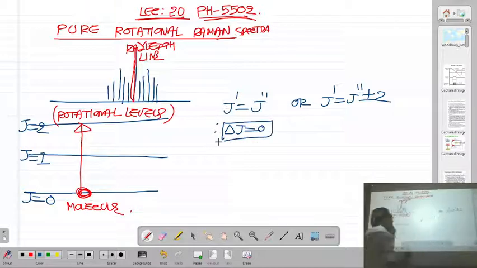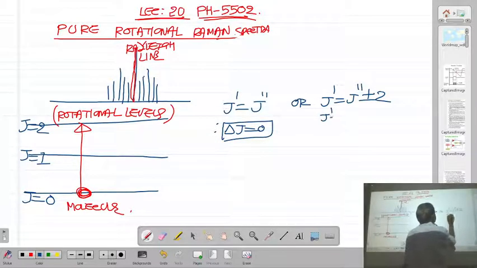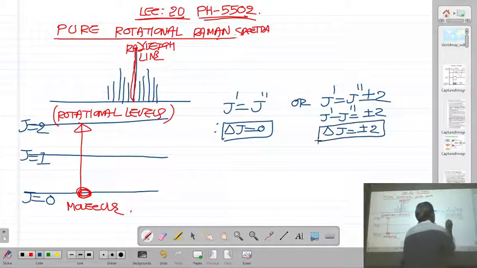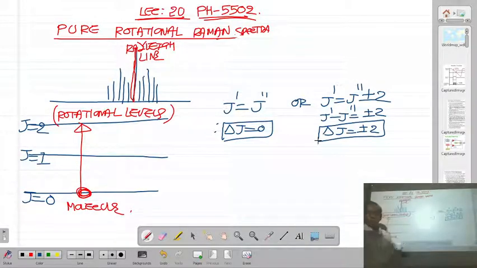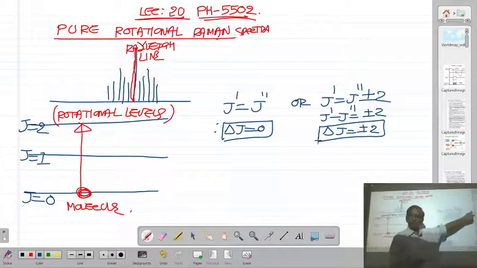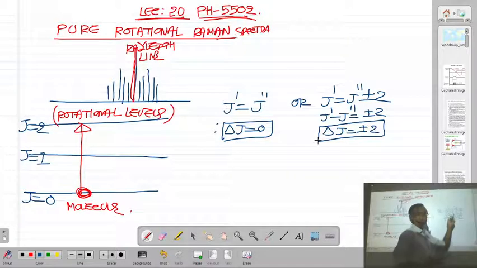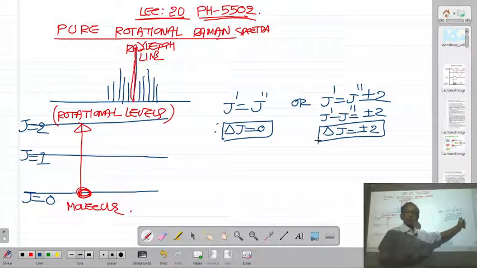And when J dash is equal to J double dash plus 2, J dash minus J double dash is plus or minus 2. Therefore, delta J is plus or minus 2. So there are two selection rules for rotational transitions. One is J dash equal to J double dash, meaning delta J is 0. The second is J dash equal to J double dash plus or minus 2, so the difference of quantum number is plus or minus 2. This is another selection rule for rotational transitions.